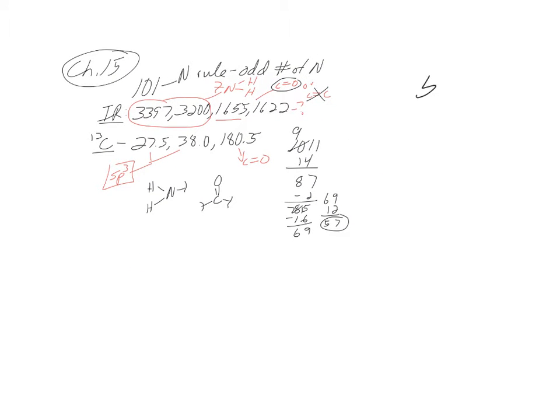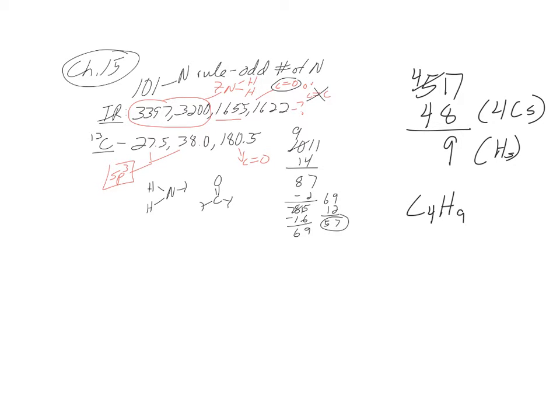how many carbons can be in a molecular mass of 57? Carbon weighs what? 12. How many times can I put 12 into 57? 4. 4 times 12 is what? 48. So let's go 48, which is representing 4 carbons, right? So then what do I have? 57 minus 48 is 9. That 9 left over is going to be H's. So I have C4H9 left over.